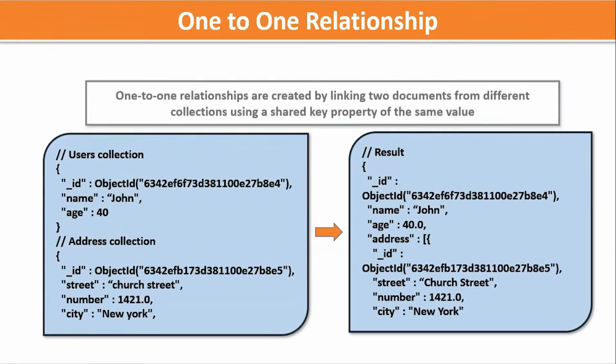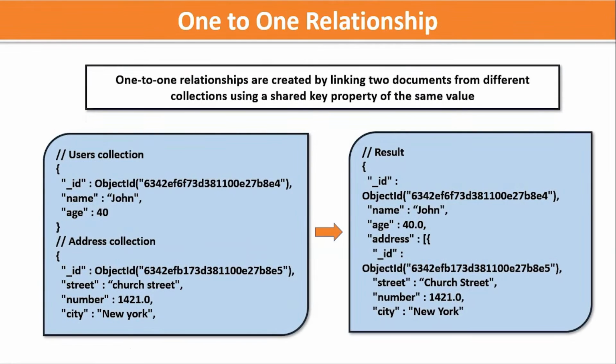Firstly, we have the one-to-one relationship, guys. One-to-one relationships are created by linking two documents from different collections using a shared key, that is, sharing the object ID of one collection with the other, which is a property of the same value. Often the best way to create this relationship is to have the child collection query the key value of the first collection. Object IDs, which are created by default in MongoDB, are commonly used to make this connection, although it can be of any other type.